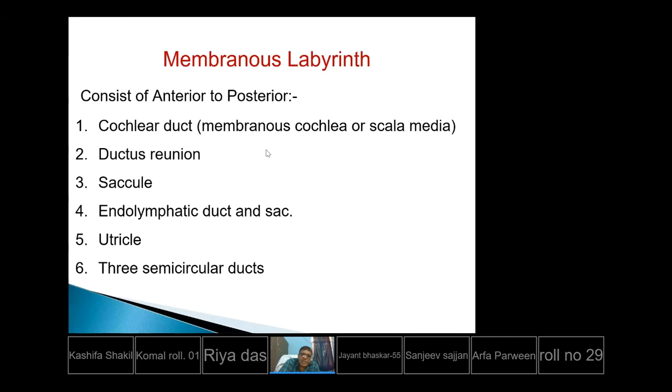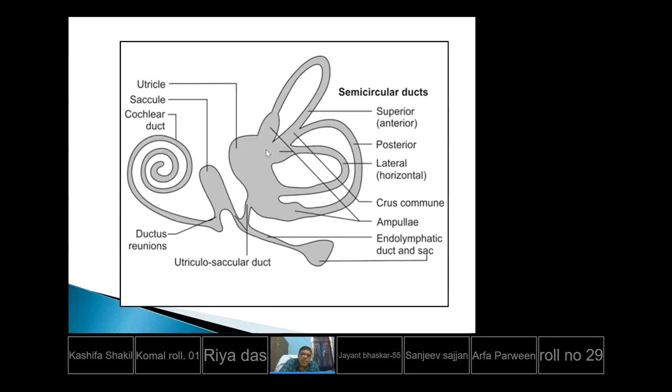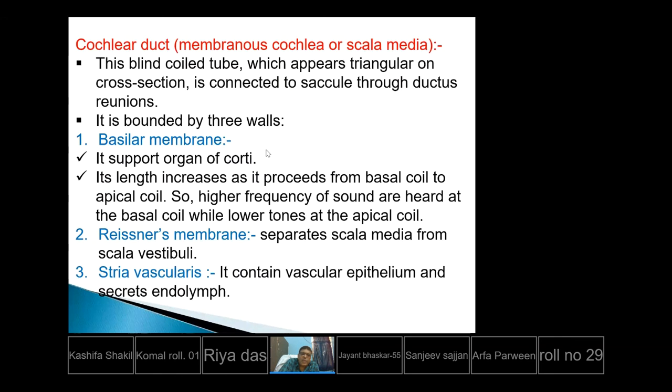We'll see all these structures one by one from above: cochlear duct, or membranous cochlea, or scala media. Then the ductus reuniens, saccule, endolymphatic duct and sac, utricle, and three semicircular ducts or canals. Now, about the cochlear duct or membranous cochlea or scala media, all are the same. This blind coiled tube, which appears triangular on cross section, is connected to the saccule through the ductus reuniens.